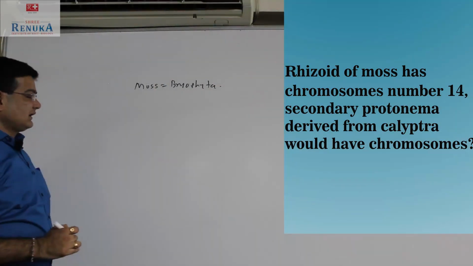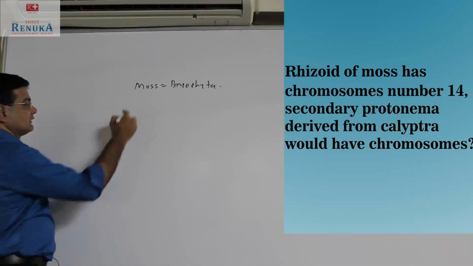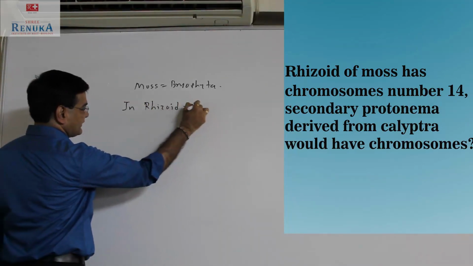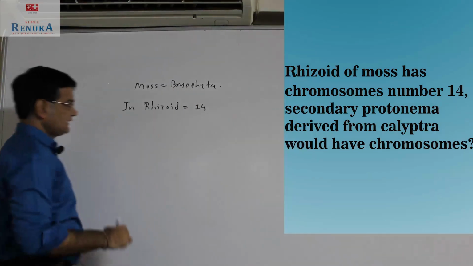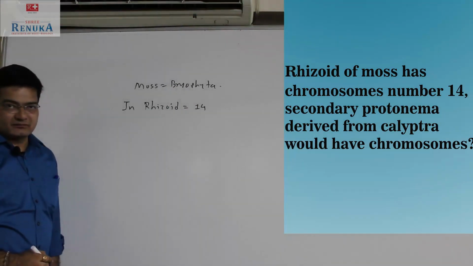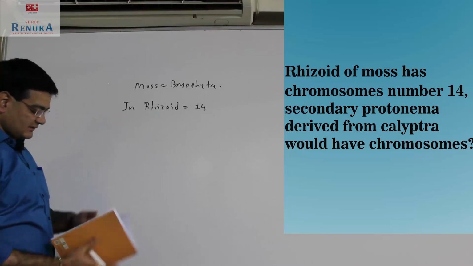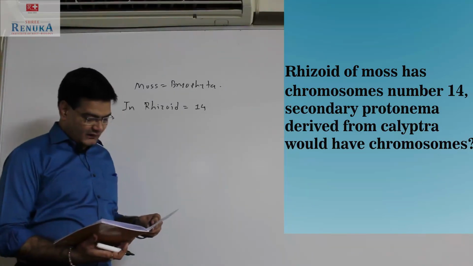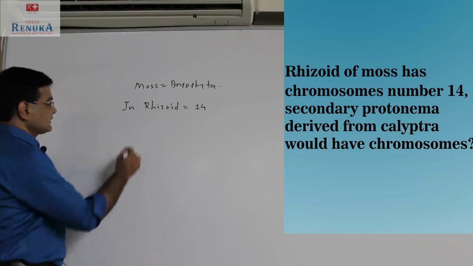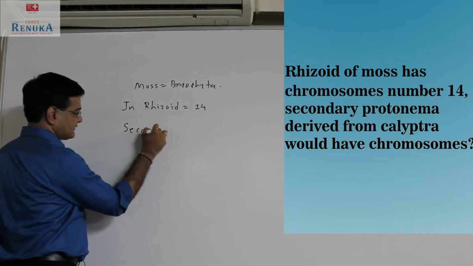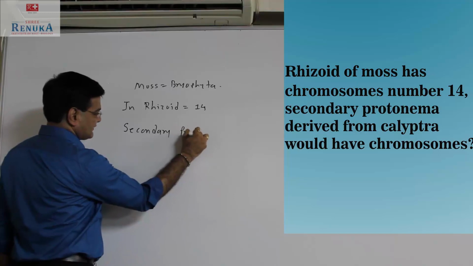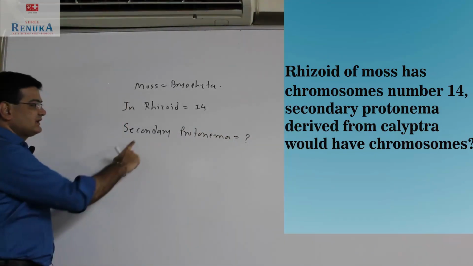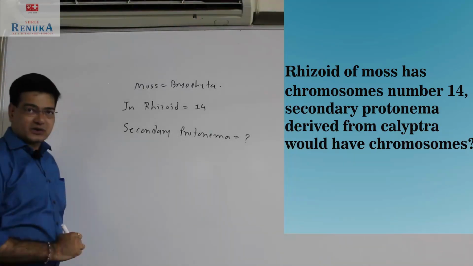Bryophyta is a haploid plant body. In rhizoid, chromosomes 14 given according to question. Now in the question they ask, secondary Protonema derived from Calyptra would have how many chromosomes? So we are asked the number of chromosomes in the secondary Protonema according to question.